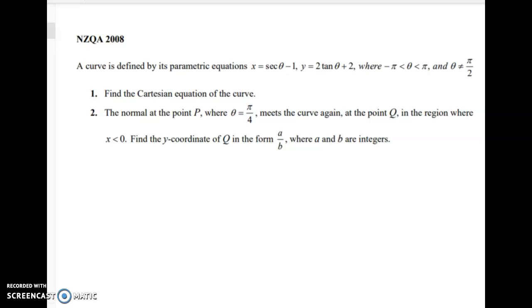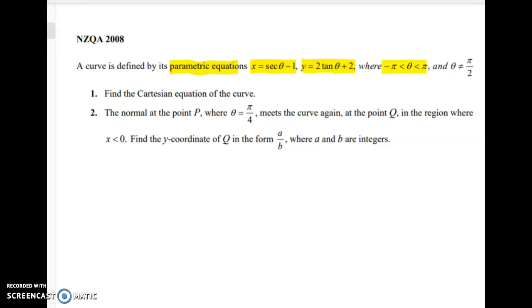So we're given a curve. We're not told what it is, but we're told it's got the following parametric equations, and it's got x is equal to sec theta minus 1 and y is equal to 2 tan theta plus 2. So if you look at your formula sheet, you can probably figure out which of the three main curves it is. Is it an ellipse, a parabola, or a hyperbola?